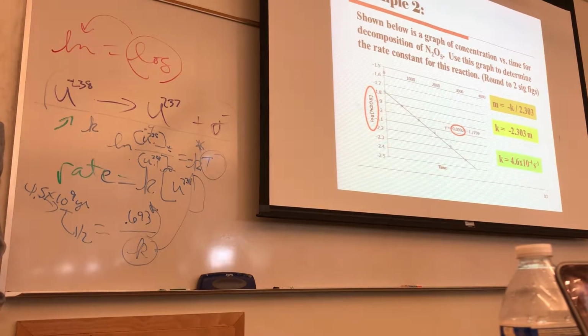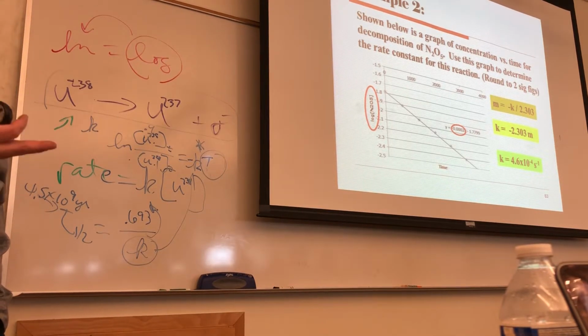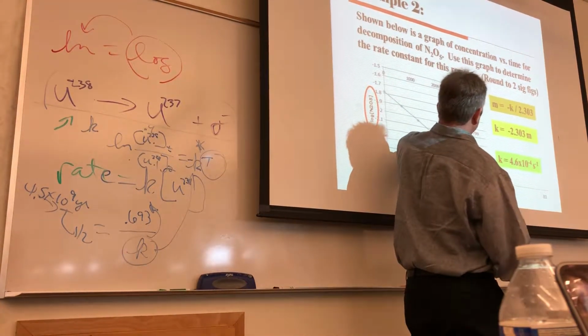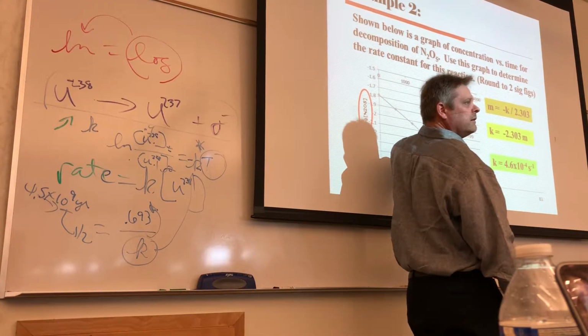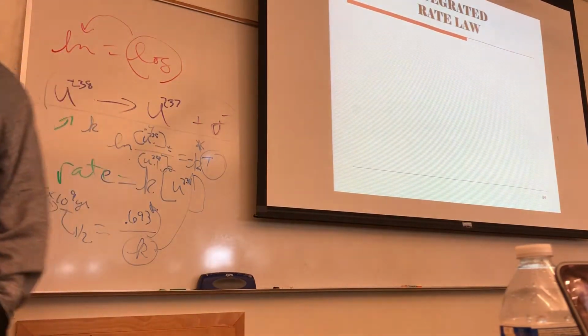That's a pretty easy problem, right? Once again, don't get tricked by the log to the base 10 versus the natural log. That's the only thing this is really supposed to be pointing out. If this was just natural log, what would the M equal? Negative K. So then negative times negative is positive, and that's K. 2.303 is just the conversion between natural log and log to the base 10.